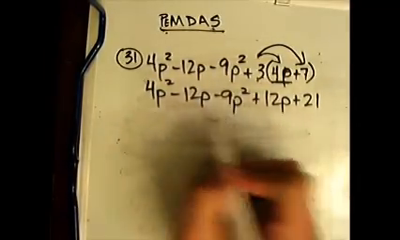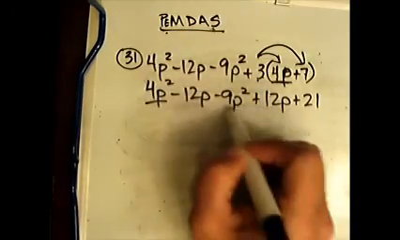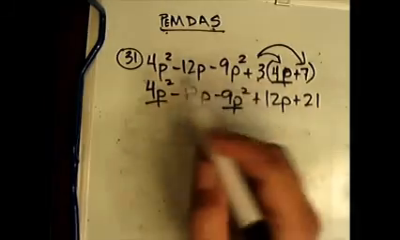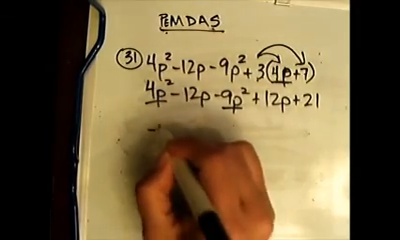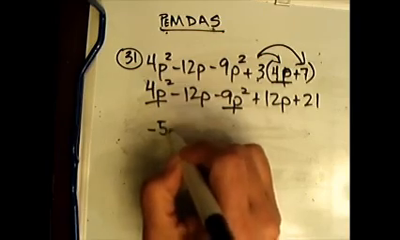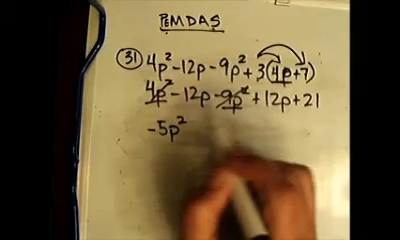Now, the next step is, can you say it? Add like terms. So let's start with the biggest, p squared. We have it right here and right here. Do we see any more? Nope, that's it. So put these together. Negative 9 and a 4 is negative 5. So use those.